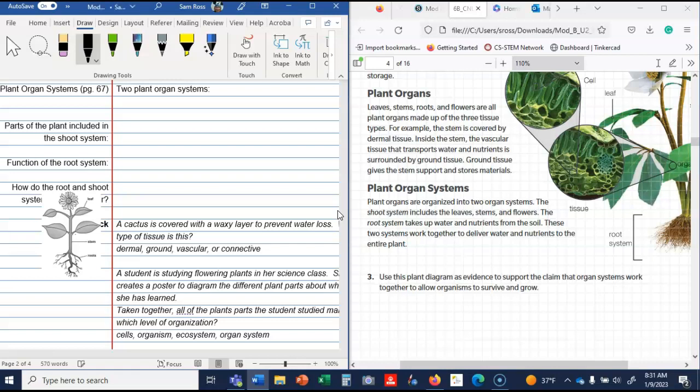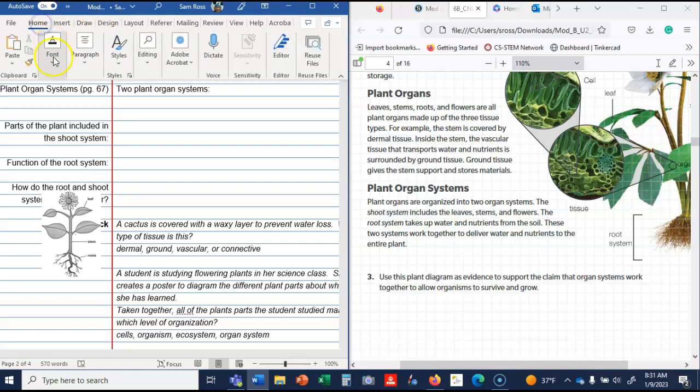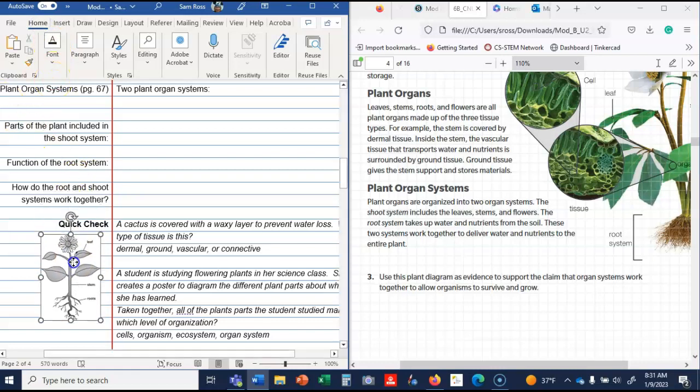And then here, let me see if I can get here. It's kind of covering, there we go. How do the root and shoot systems work together? At the very bottom of this paragraph, it says these 2 systems work together to deliver water and nutrients to the entire plant.